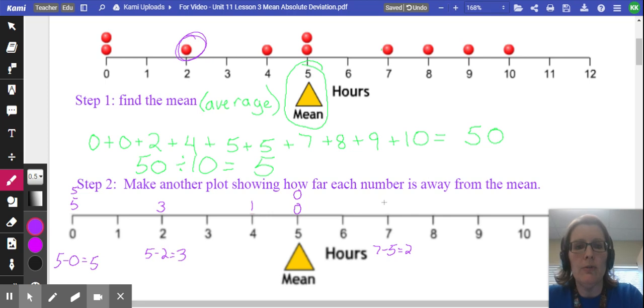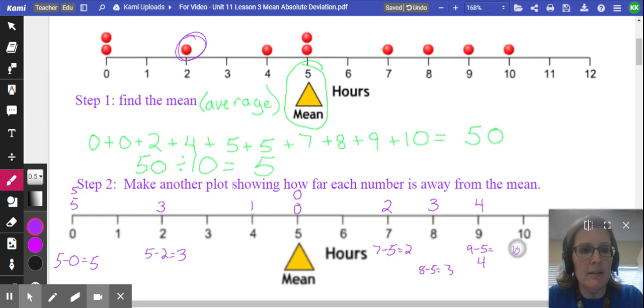So 7 is 2 away from the mean. And then 8 is 3 away from the mean. So I put a 3 right there. And then 9 minus the mean is 4. So 9 is 4 away from the mean. And then 10 is 5 away from the mean, because I could do 10 minus 5 to get 5 away.